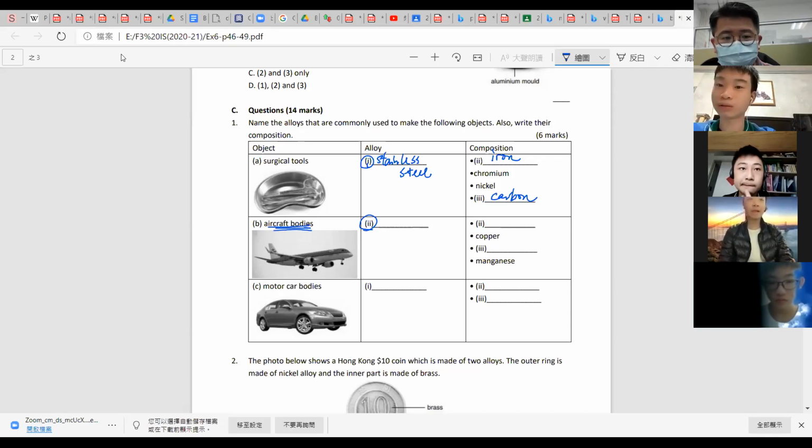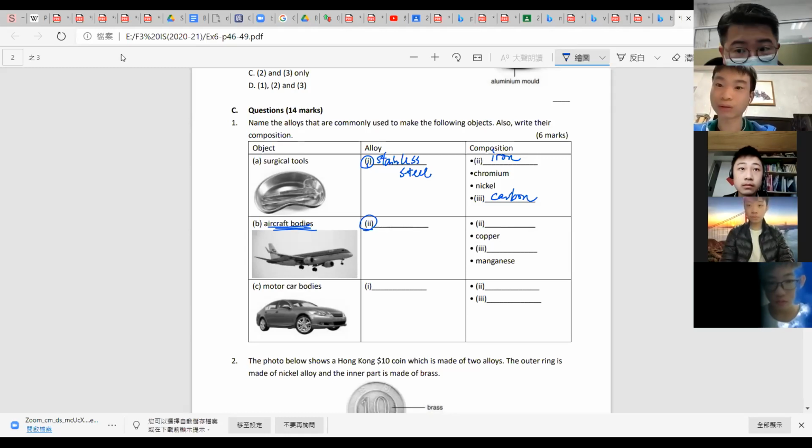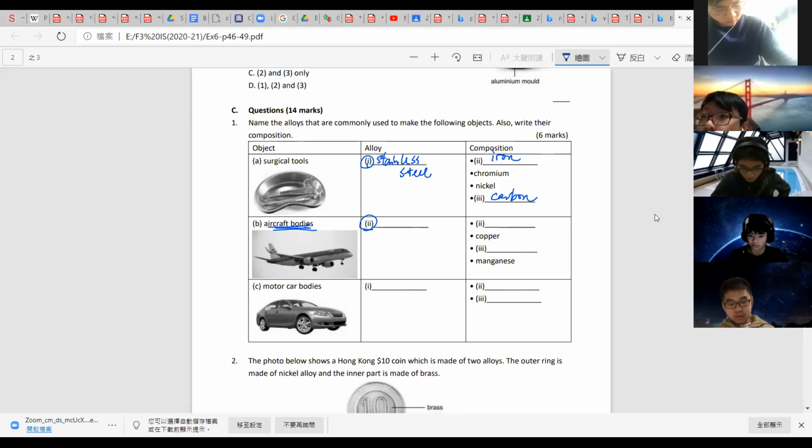Aircraft body. What is the important property needed to make an aircraft body? It should be light, so that they will use less fuel to make it fly. Can you get my point? So you are going to look for the alloy which has a low density. What are the choices? Low density, stronger.